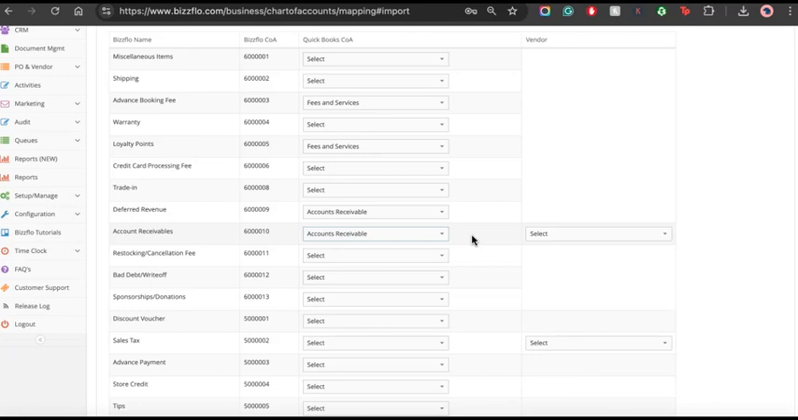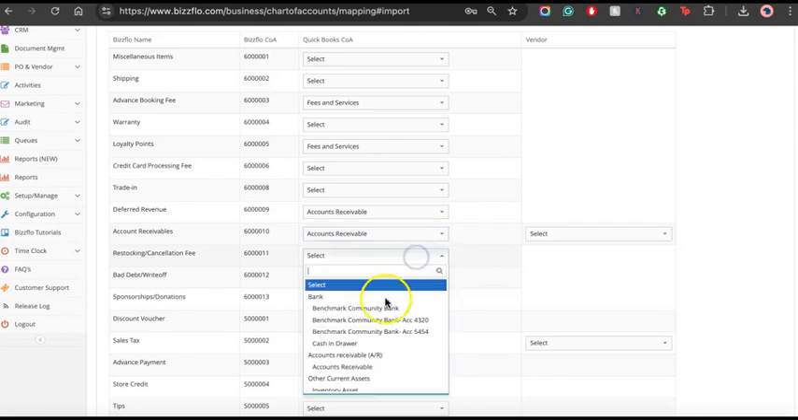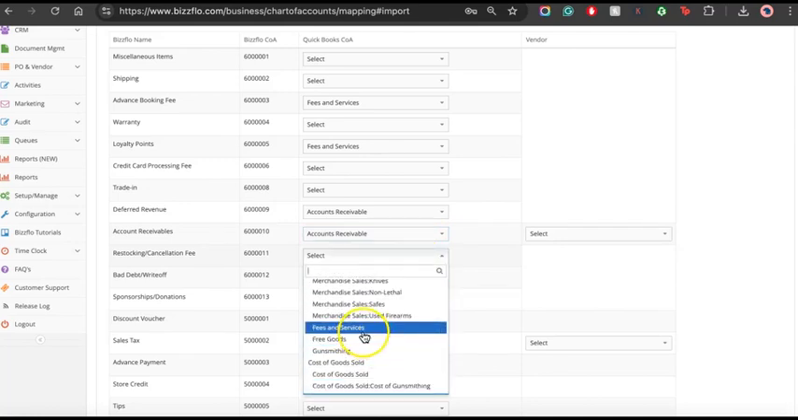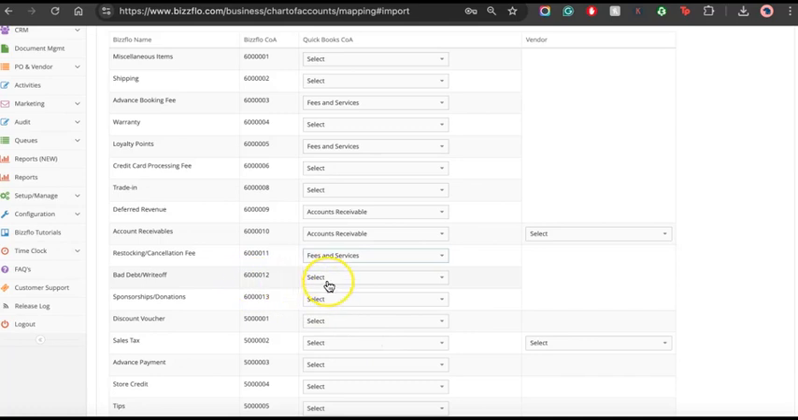Restocking and cancellation fees. These should be categorized under fees and services. Bad debt write-off. This should be recorded as an expense account, bad debt or write-off, rather than income. Sponsorships and donations. If received through BizFlow, a designated category could be created for tracking. Discount vouchers are classified as a liability and tracked in BizFlow, and apply as a discount for future sales.